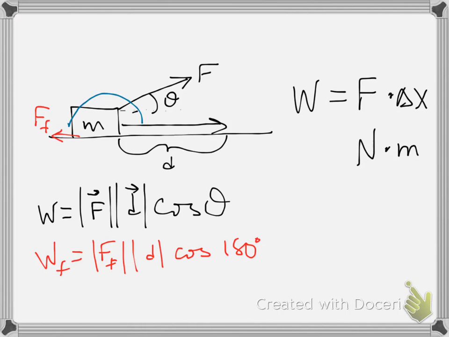Now, 1 Newton meter turns out to be the same as 1 joule. Joules are the units for energy, which leads us directly into the work-energy theorem. The work-energy theorem says the following.